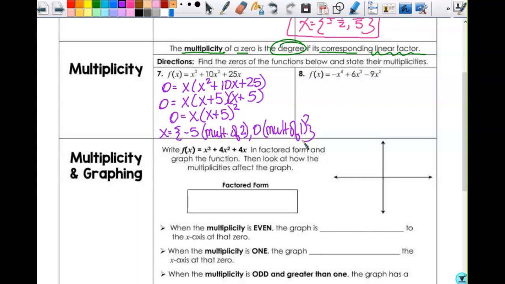Okay. All right. Why don't you do number 8? Give you a chance to get number 8 done.